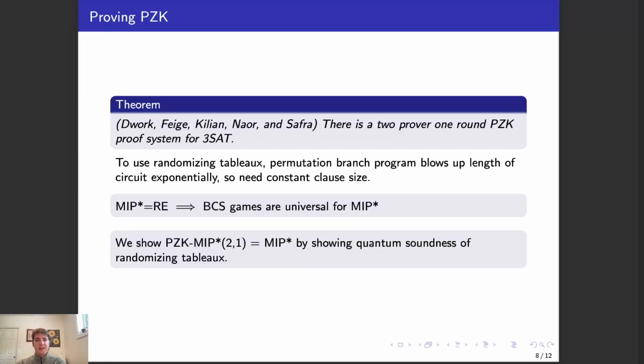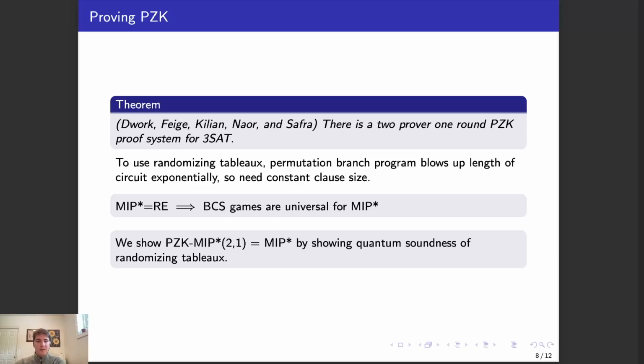Dwork, Feige, Killian, Knorr, and Safra use permutation branching programs and Killian's randomizing tableau to prove that there's a 2-prover, 1-round perfect zero-knowledge proof system for 3-SAT. In order to use the randomizing tableau, the permutation branching program on the first row blows up the length of the circuit exponentially, so we need constant clause size in the original Boolean constraint system to recover constant-size tableaus. This is why Dwork, Feige, Killian, Knorr, and Safra talk about 3-SAT.